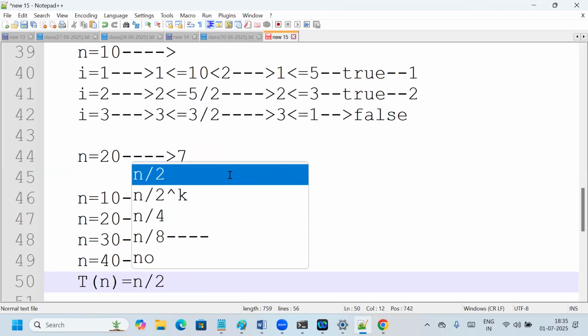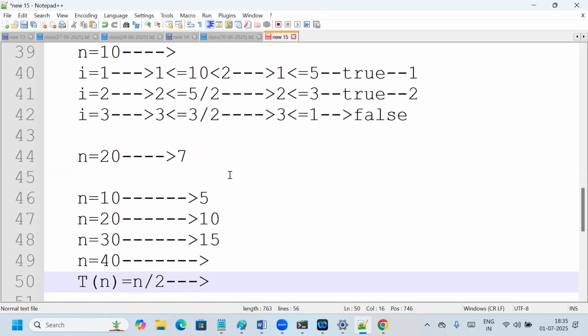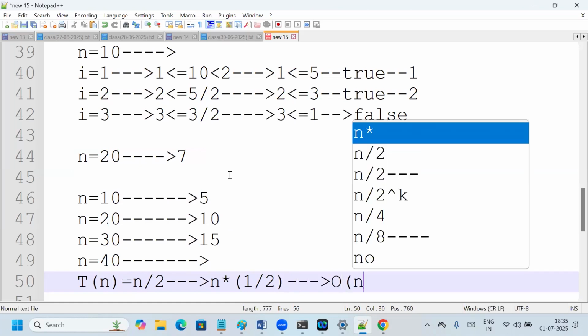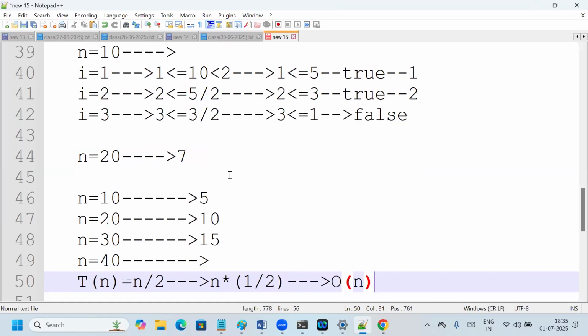n by 2 means, can I write n by 2 as n into 1 by 2? Correct. So this is also an equation in n form. But in the case of log n, if I increase the n value, the number of comparisons continuously gets reduced. But in this case, the number of comparisons will be n by 2 only. Understand? So that's why it's a linear equation in the form of n by 2. That's why I'm writing the time complexity as n.